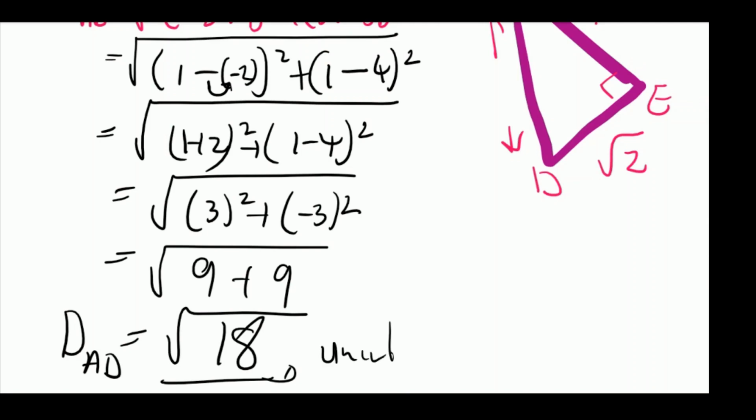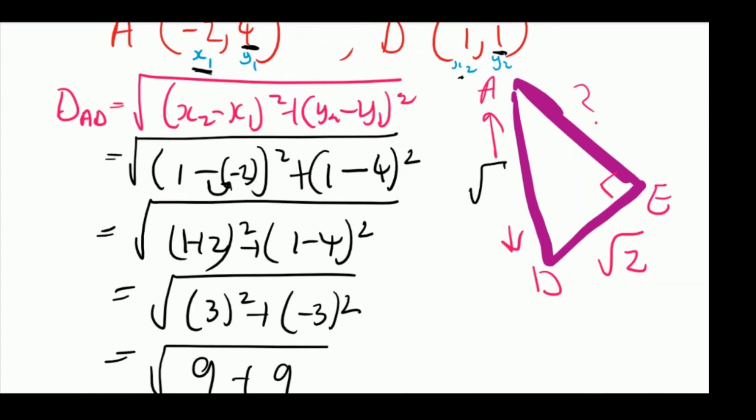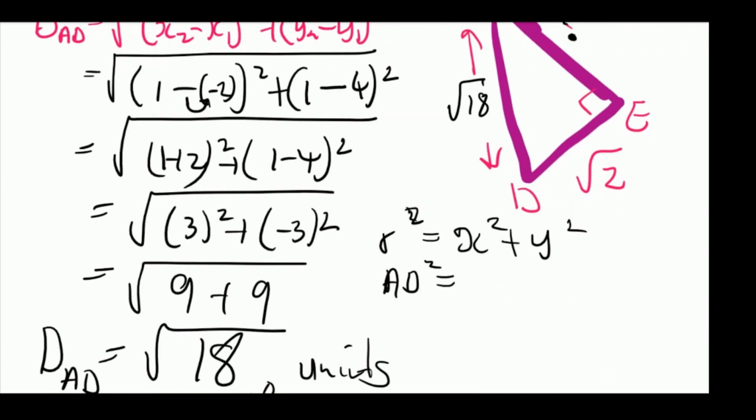18 units. So now we just calculated the distance here, which is 18 units. So now we want to find this distance here of AE. So we're simply going to use Pythagoras' theorem, r squared equals x squared plus y squared, of which our r squared is AD squared, and then our x, we're going to take the DE squared plus our AE squared, which is what we're looking for.